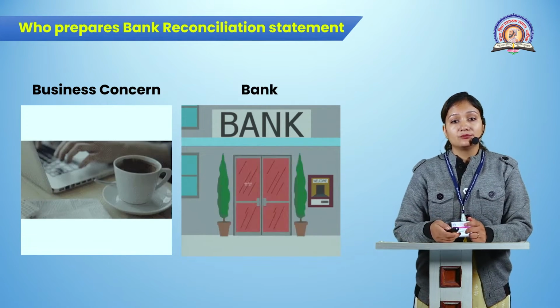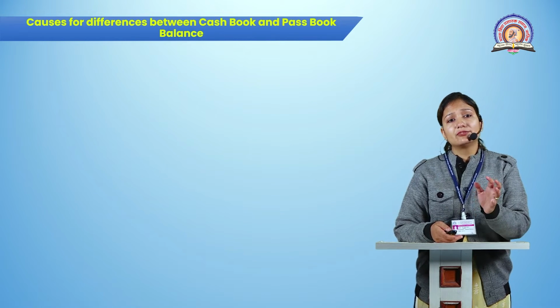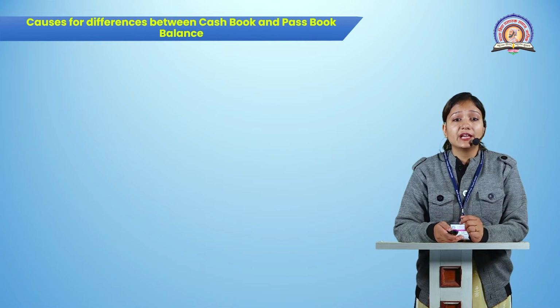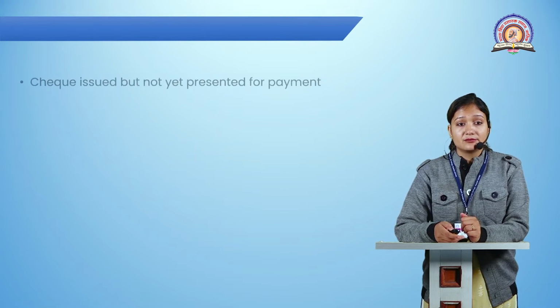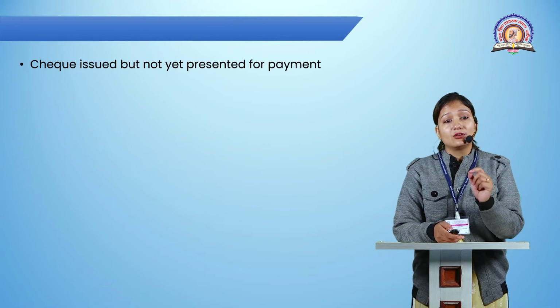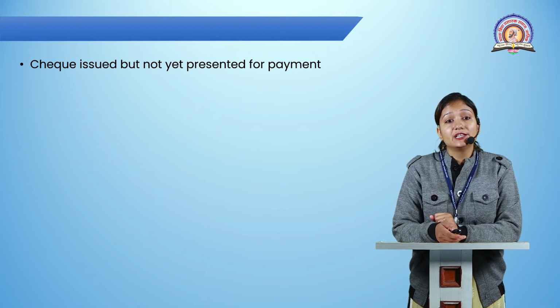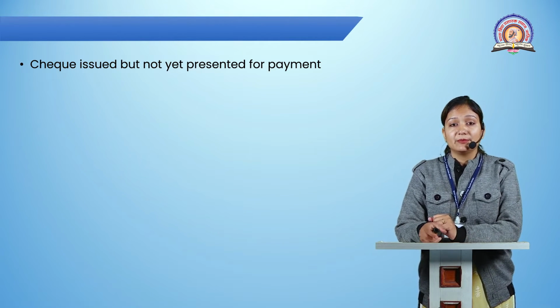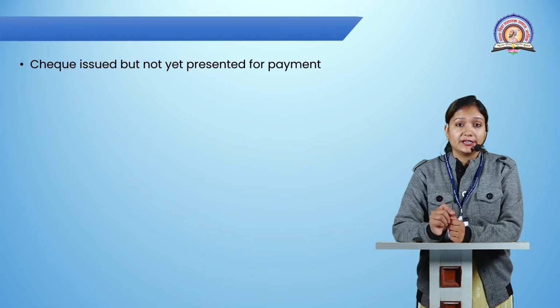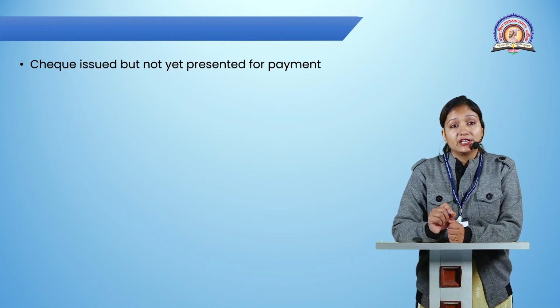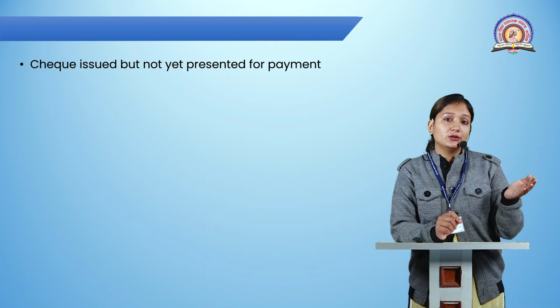Now, what are the different causes why there is a difference between cash book and passbook balances? The very first cause is a check issued but not presented for payment. See, if I am a business entity and I am issuing a check, it means I have to make a payment to a third party.